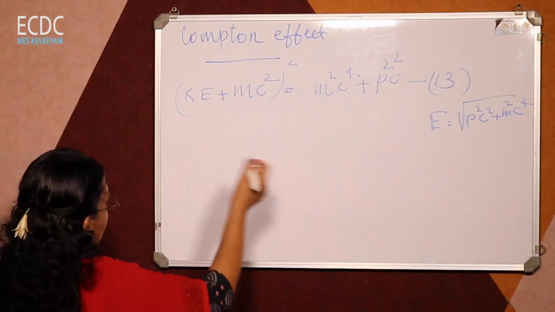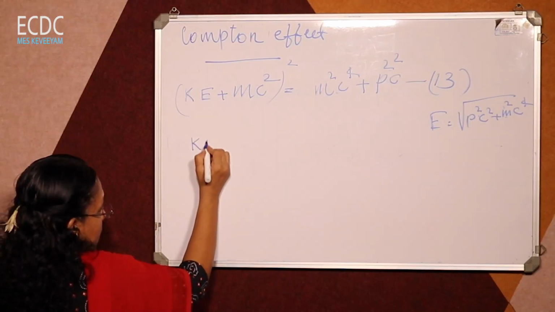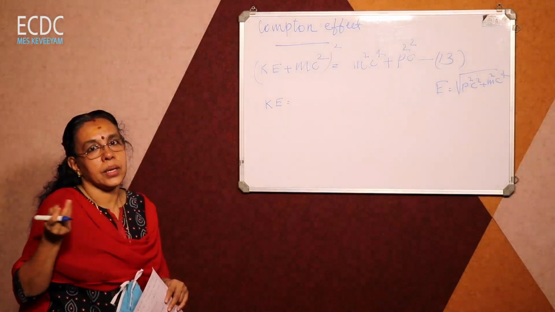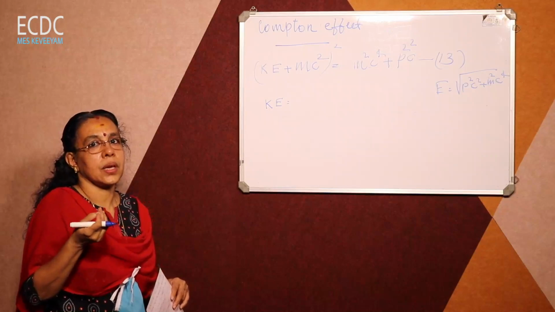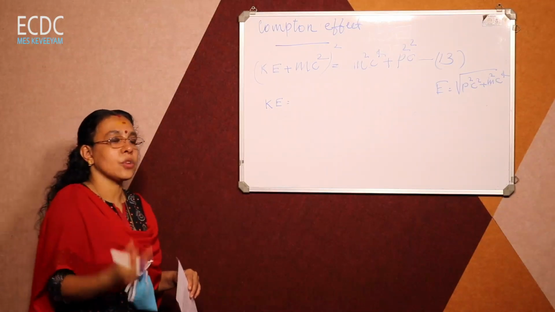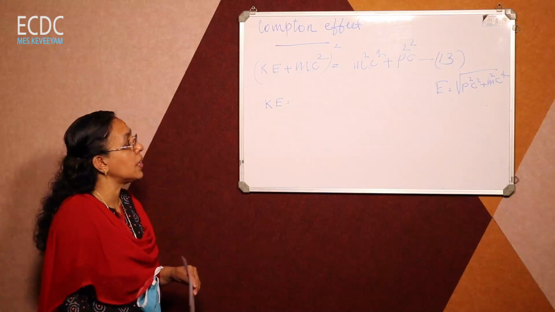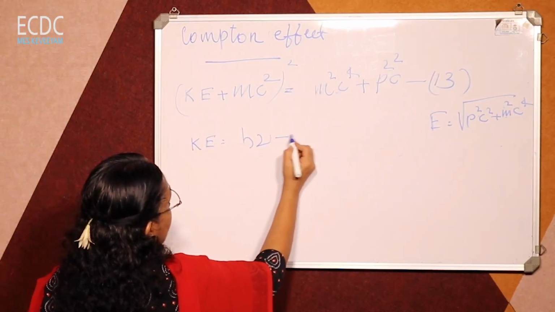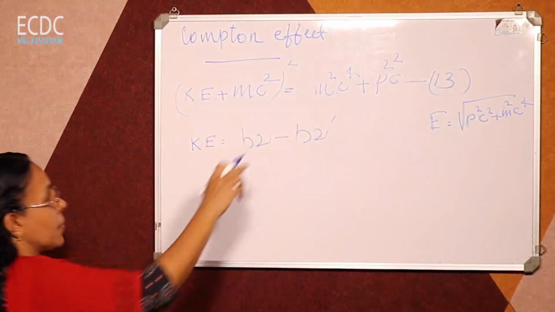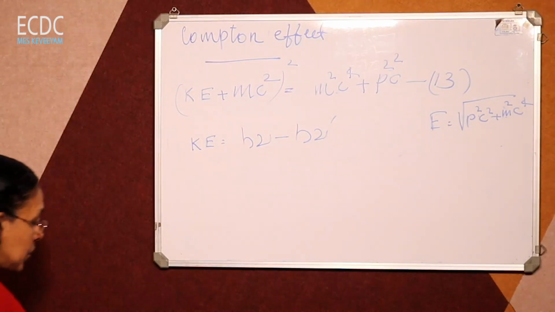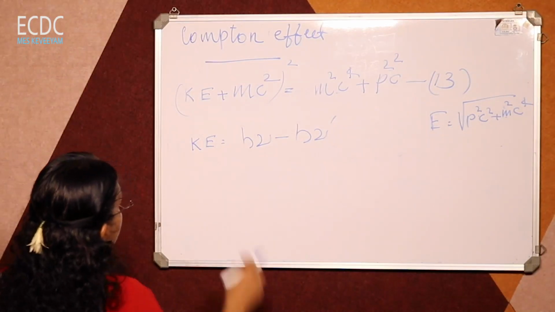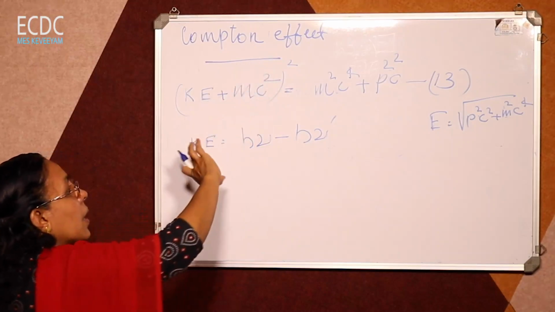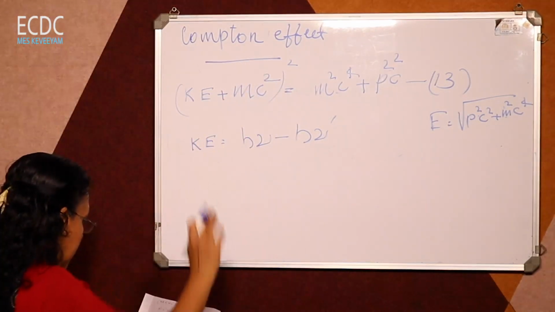Then from equation 1, what is equation 1? During the interaction, the energy taken by the electron from the photon appears as the kinetic energy of the electron, and there is a loss of energy for the photon. So the kinetic energy from the first expression is given as h nu minus h nu prime. This is equation 1. So substituting this expression for Ke in equation 13, taking the square and rearranging, you will get the result.